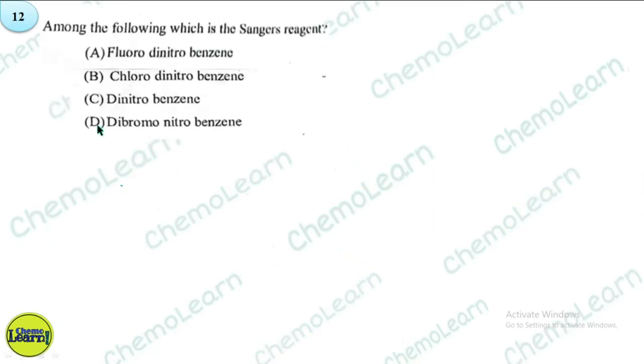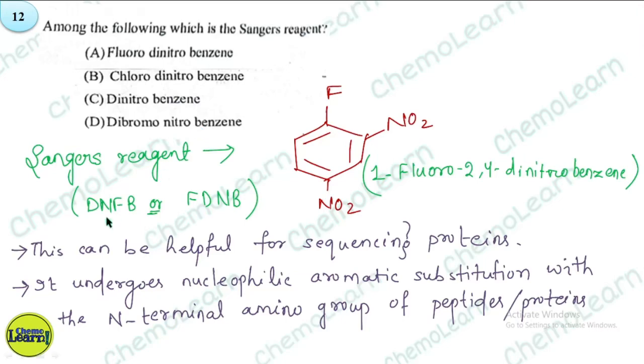Question number 12. Among the following, which is Sanger's reagent? Fluorodinitrobenzene, chlorodinitrobenzene, dinitrobenzene, or dibromonitrobenzene? Sanger's reagent is helpful for sequencing proteins, and it undergoes nucleophilic aromatic substitution with the N-terminal amino group of peptides or proteins. So Sanger's reagent is 1-fluoro-2,4-dinitrobenzene. Option A will be the right one, fluorodinitrobenzene.